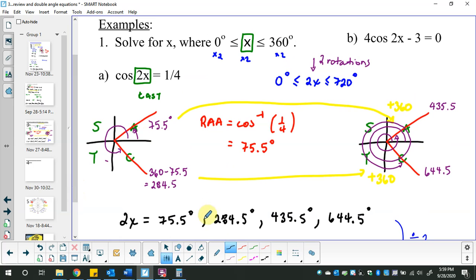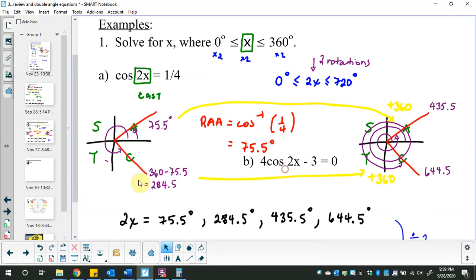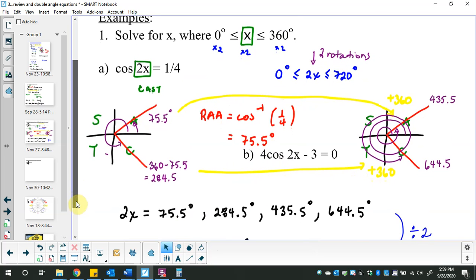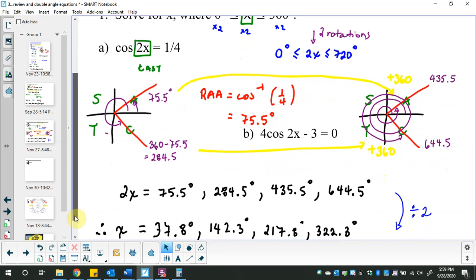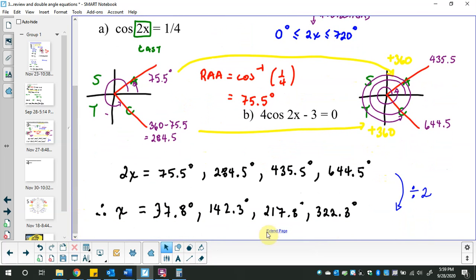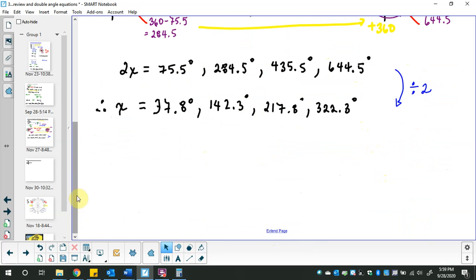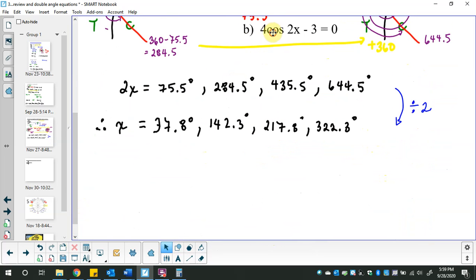So this one. And we're going to do the same thing, only I bumped it up a notch. We're still going to take care of x being between 0 and 360 though. So let's put that there.